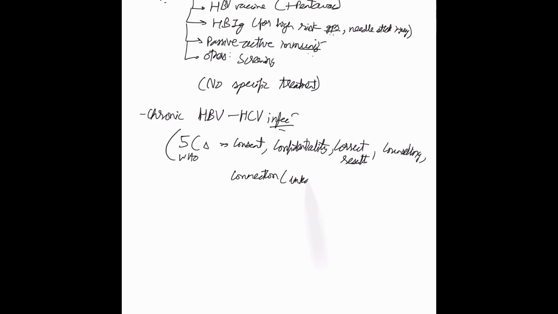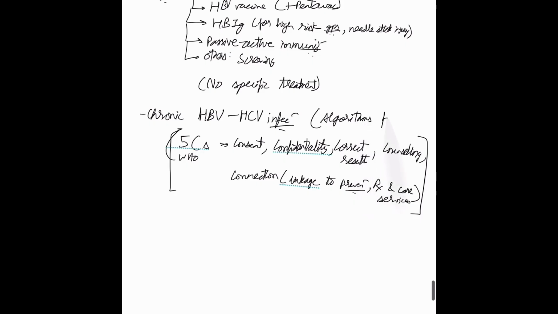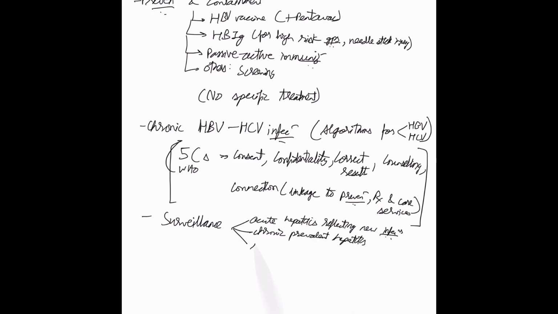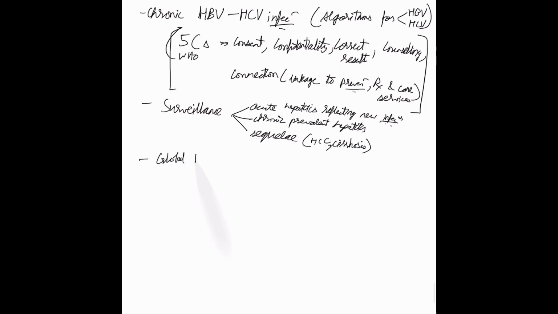There are 5 C's here: consent, confidentiality, correct results, counseling, and connection. That is linkage to preventive treatment and care services. These are listed by WHO. Then you have surveillance measures categorized into acute hepatitis reflecting new infections, chronic prevalent hepatitis, and how to manage the sequelae of hepatitis, that is hepatocellular carcinoma and liver cirrhosis.